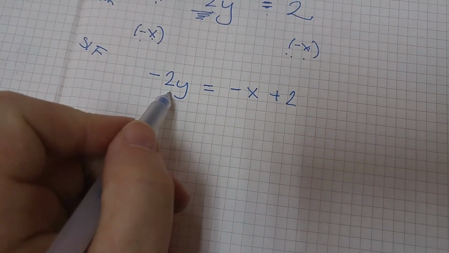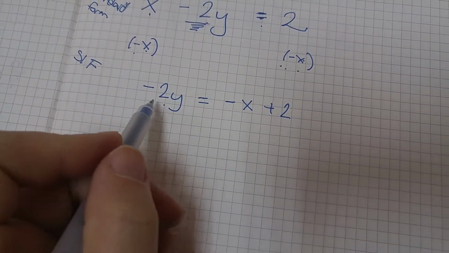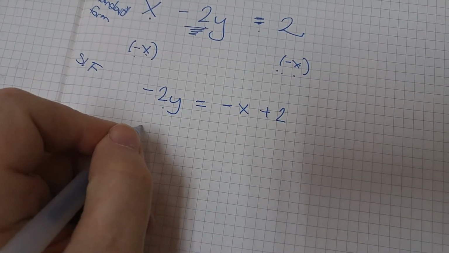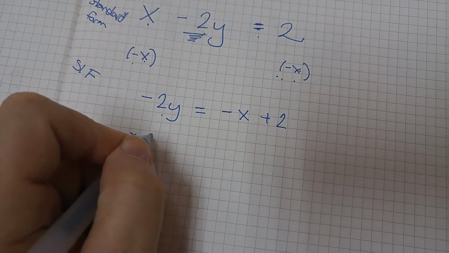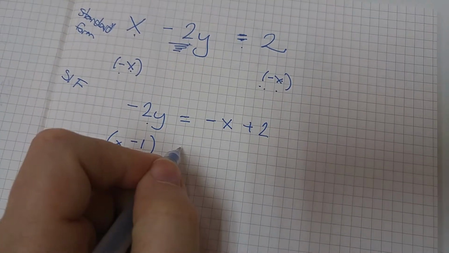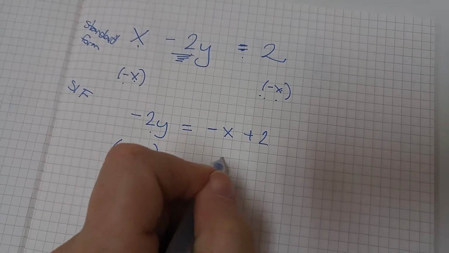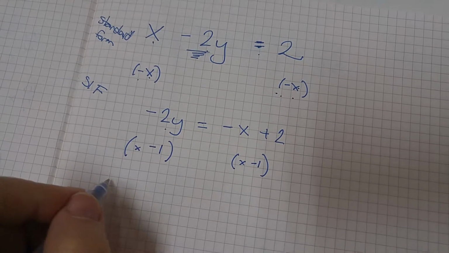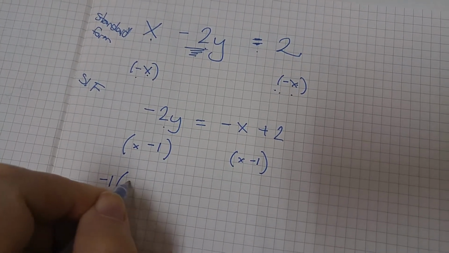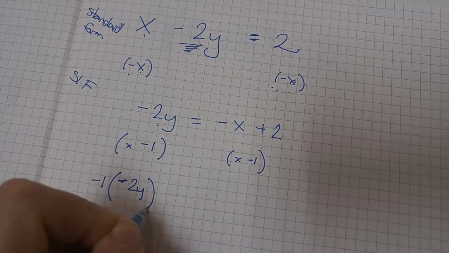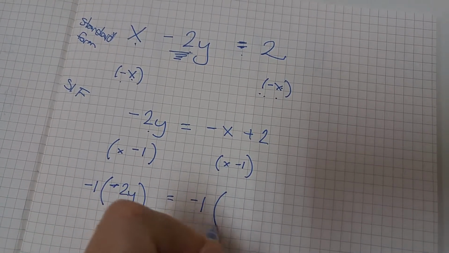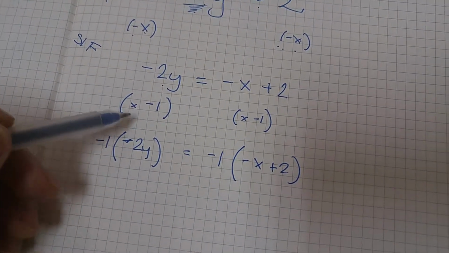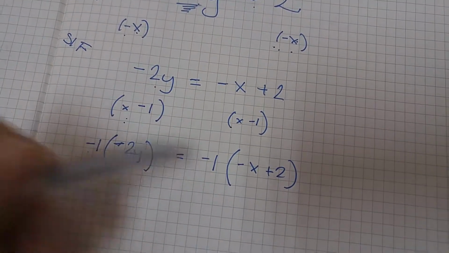From this part, I've got 2y, but I only want 1y. But before I do that, I want to get rid of this minus sign. So I need to multiply by minus 1, and I do the same on the other side. So I've got minus 1 times minus 2y on this side, and minus 1 times minus x plus 2 on this side. I'm just multiplying by minus 1 on both sides.